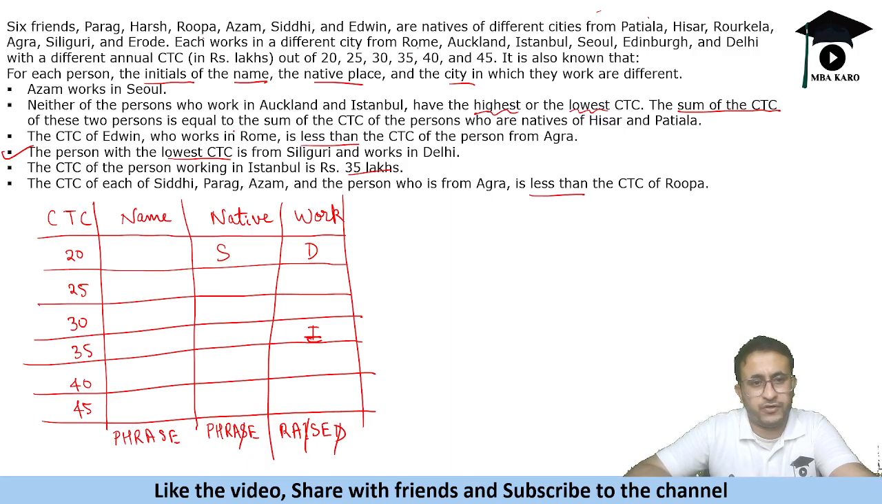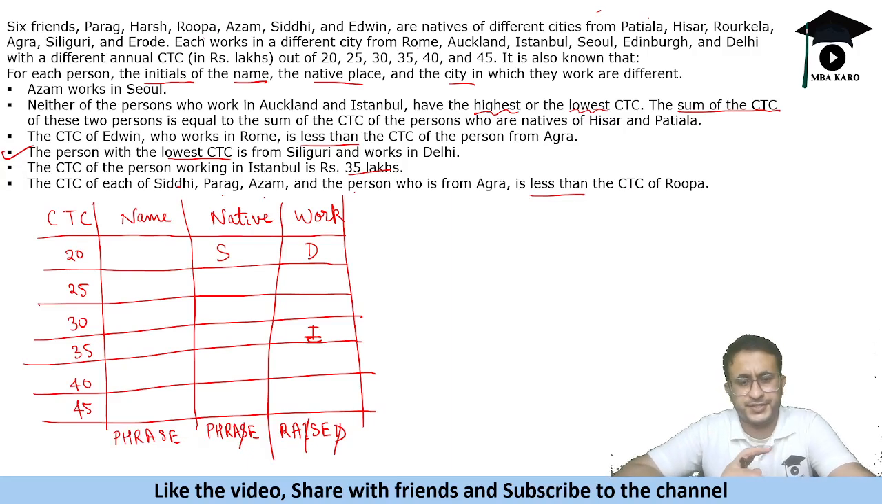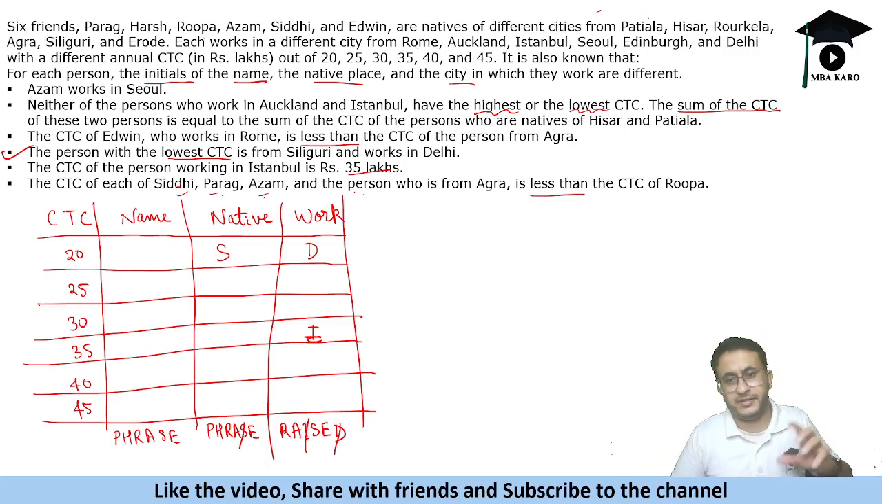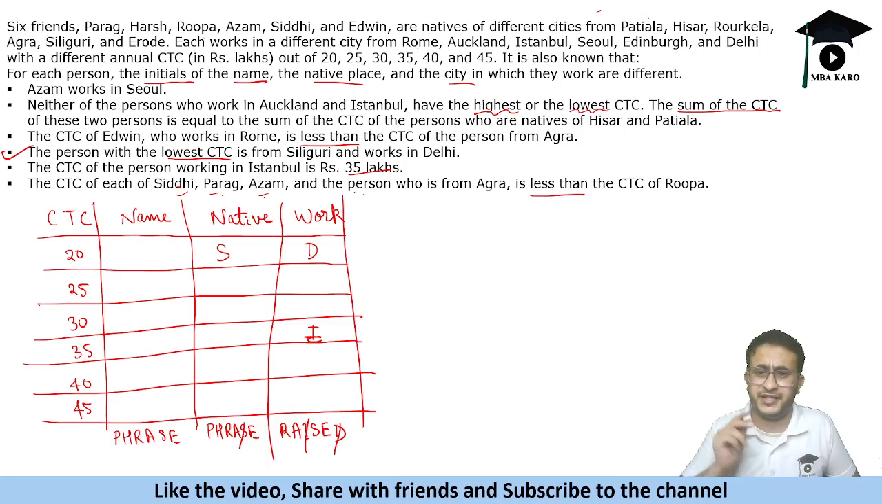The CTC of each of Siddhi, Parag, Azam, and the person from Agra is less than the CTC of Rupa. Okay. Now pay attention to this. Siddhi, Parag, Azam, and. What does and mean? And means that it is a different person. So this means Siddhi, Parag, Azam, and some other person.